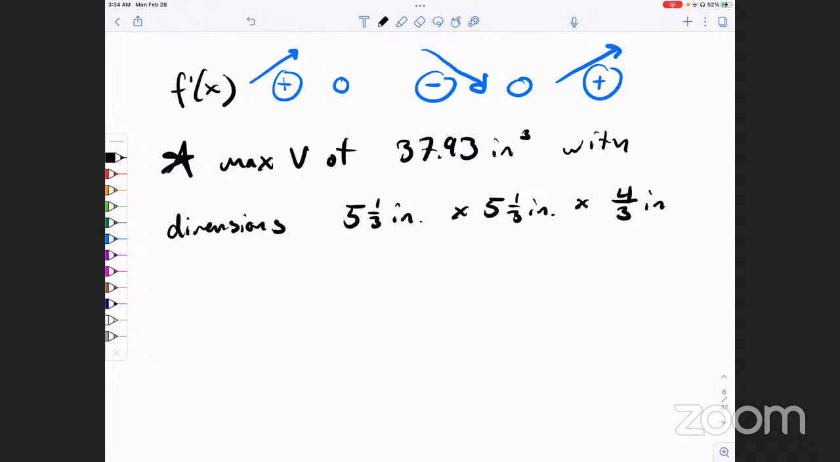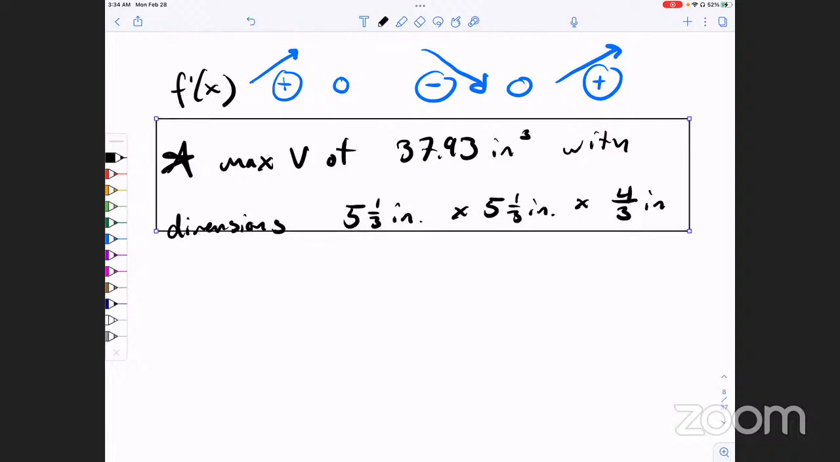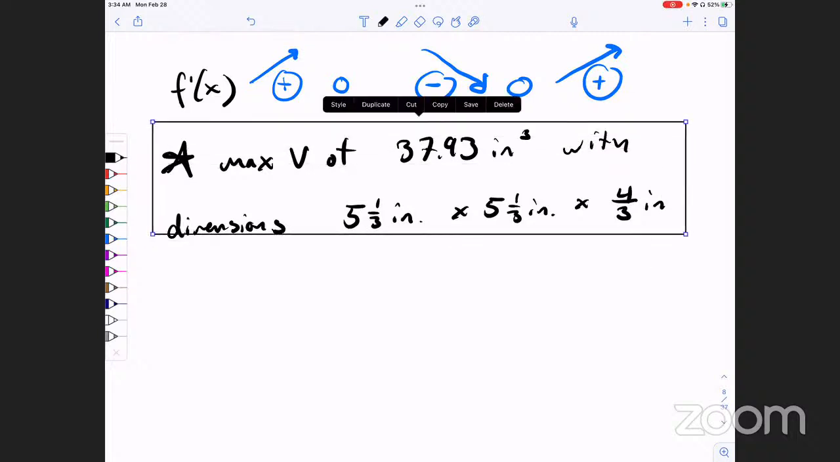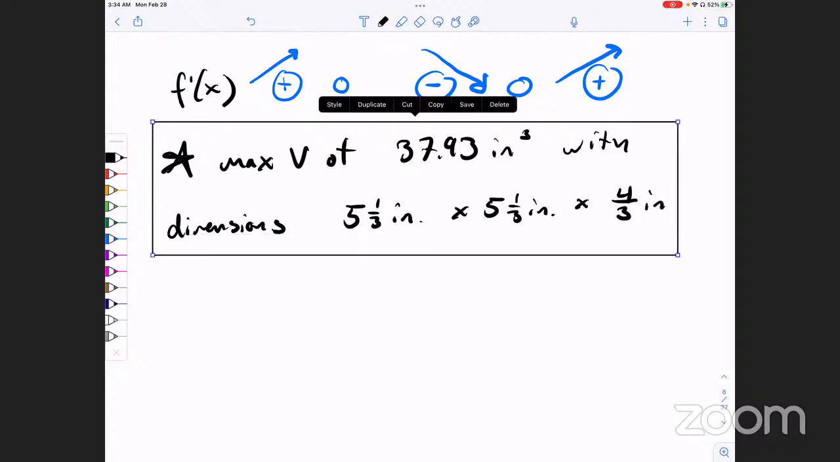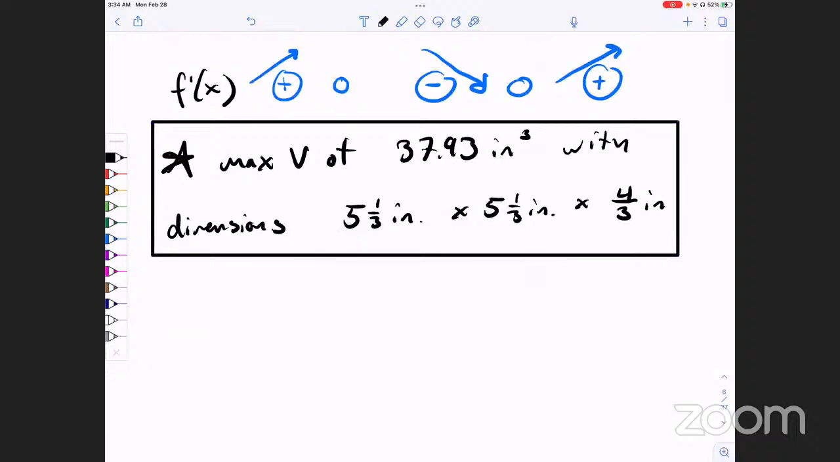Okay. Let's see how we did. All right, we got these results. Hopefully we kept our mistakes to a minimum or non-existent. Sometimes, obviously, I still make mistakes. I feel like it's not about not making mistakes, it's about learning how to adjust, catch them, and recover from them. All right. So 5 1/3 by 5 1/3 by 4/3 to produce a max volume of 37.93 cubic inches.